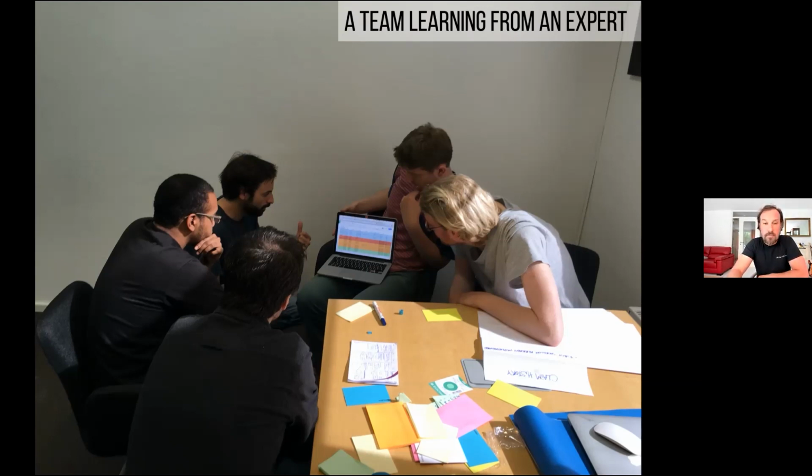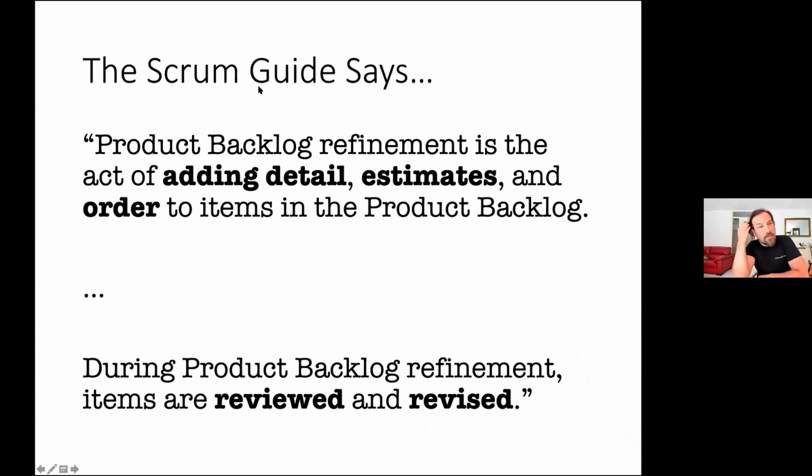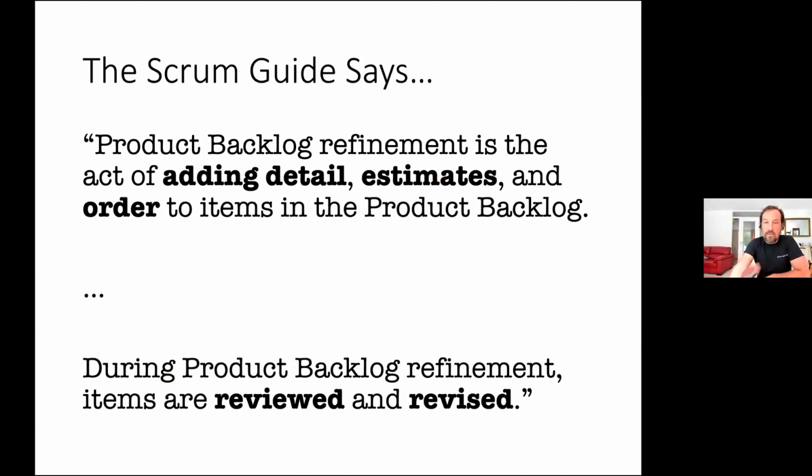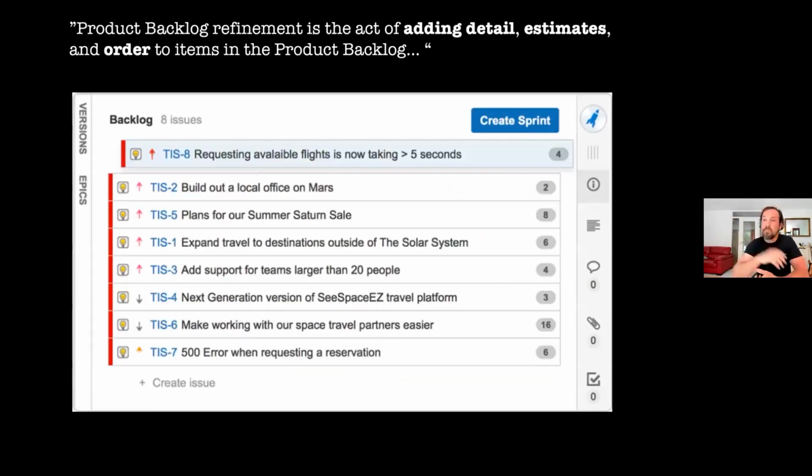And I guess if you open the Scrum Guide, when you're trying to understand why people have so many misunderstandings about PBRs, you typically read the following statements: product backlog refinement is the act of adding details, estimates, and order to the items in the product backlog, right? And then you can read that during PBR, items are reviewed and revised. It is all true. I cannot agree more, but this sounds like a very boring statement, right? And if you just read the Scrum Guide and implement your refinement exactly the way it is described here, you'll end up doing exactly that, right?